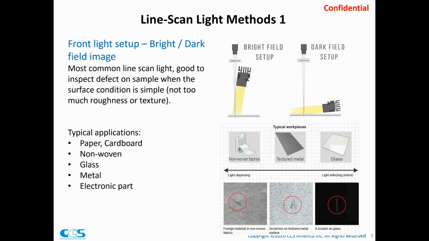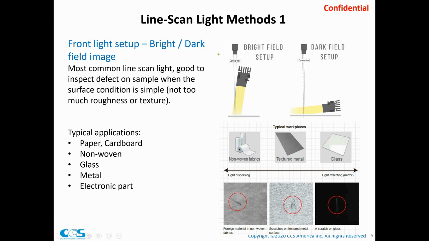The first one, which is probably the most common line scan setup, is the front light. It usually works really well when the surface condition is relatively simple, without too much roughness or texture. When we use the front light, we can set it up as bright field or dark field. In the bright field setup, if the camera is looking vertically down, the light will come from a very high angle. For the background, the direct reflection will go into the camera and become bright, and only where there is some defect will it become dark. Depends on the surface condition.